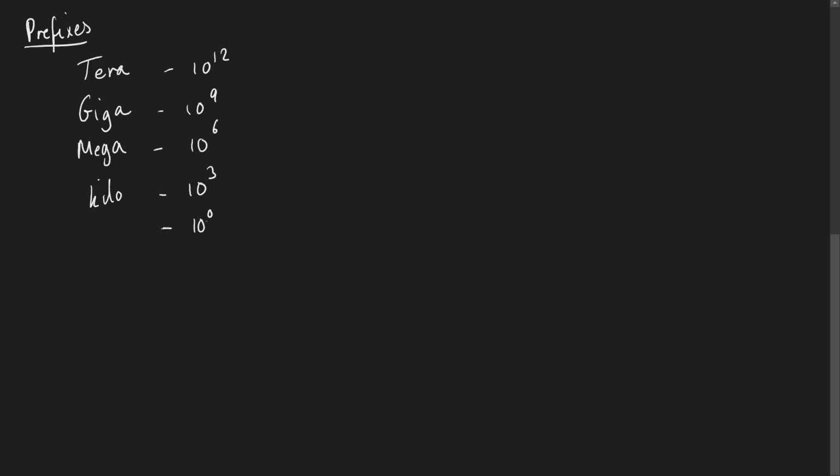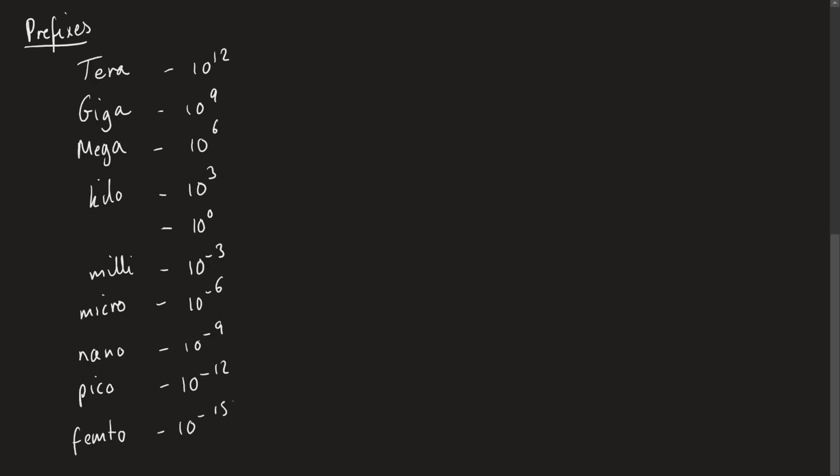So if I wanted to go smaller than a meter, we could go to a millimeter. And we know that in 1 meter there are 1,000 millimeters. So this would be 10 to the minus 3. If we wanted to go even smaller than that, we can have micrometers. And micrometers are 10 to the minus 6. Nanometers would be even smaller at 10 to the minus 9. Then we could have picometers at 10 to the minus 12. And finally, femtometers at 10 to the minus 15.